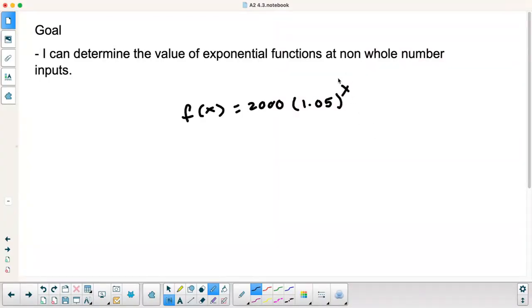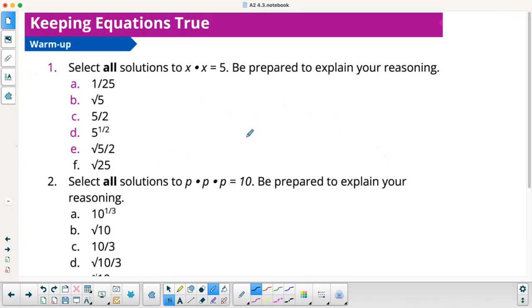Up until right now, we've only plugged in whole numbers. So whole numbers are 0, 1, 2, 3, dot, dot, dot. Now we're going to evaluate what it means when we plug in a non-whole number, like 1/3 or maybe 0.8, something like that. You plug it in for x, and we're going to determine what it means and see if we can find the value of it.